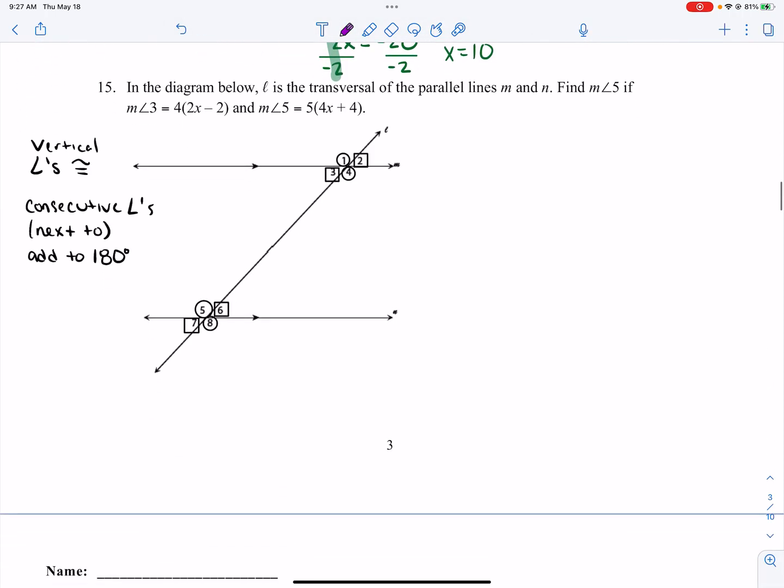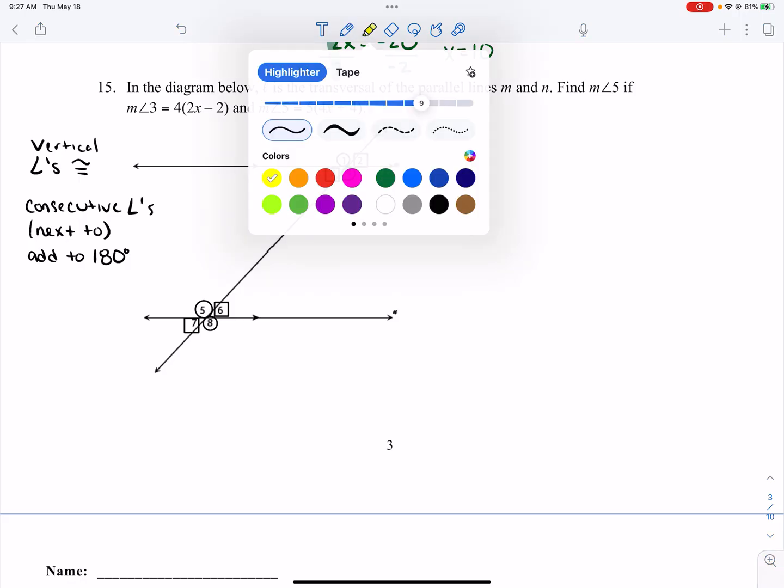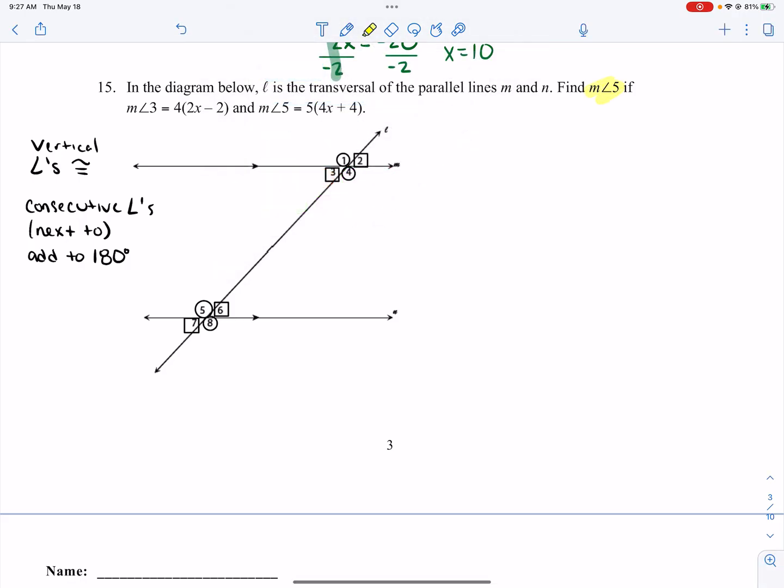All right, number 15. In the diagram below, L is the transversal of the parallel lines M and N. Find the measure of angle 5. So I'm going to highlight that. If angle 3 is 4 times 2x minus 2, and angle 5 is 5 times 4x plus 4.